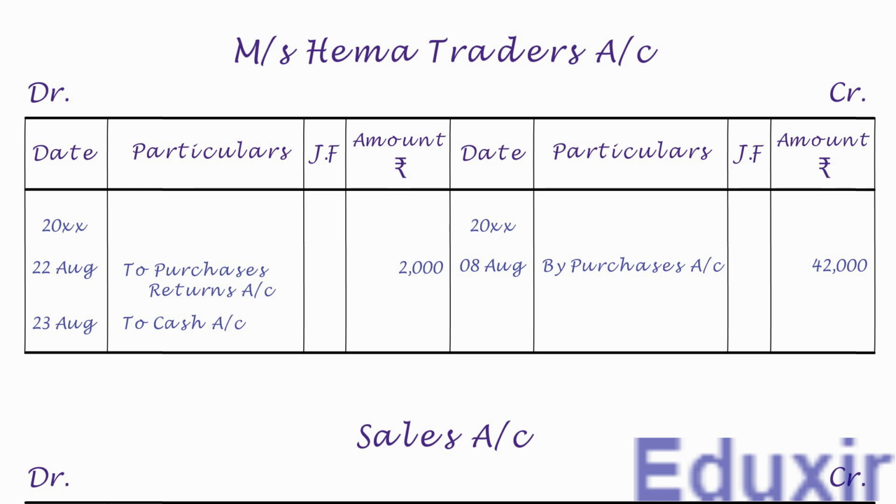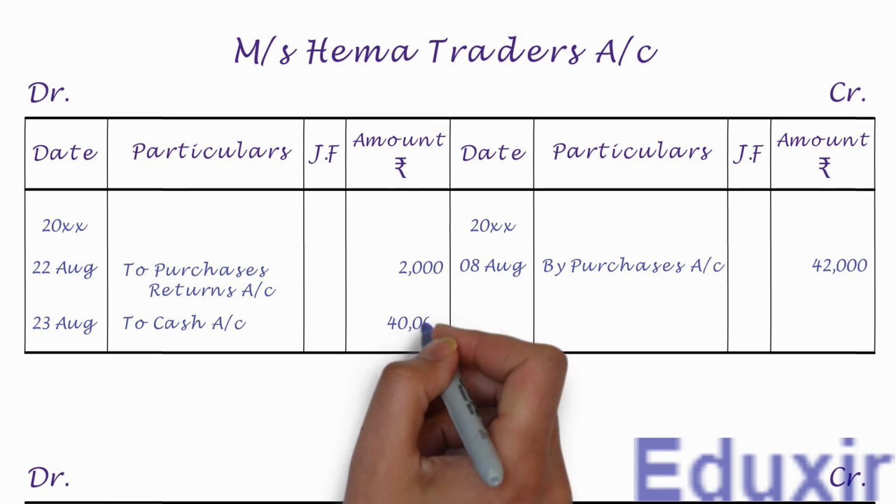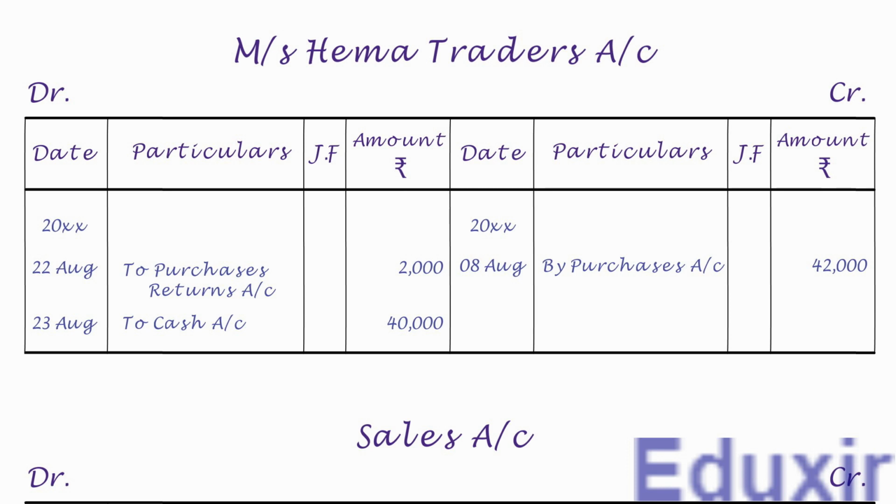Let us write the debit amount of 40,000 rupees into the amount column. With that, we have completed the posting of this journal entry into Hema Traders account. Let us now take up the next entry.